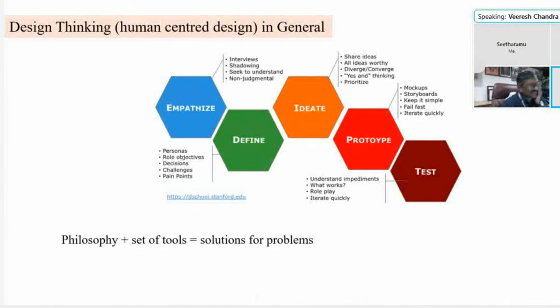So philosophy plus a set of tools gives us the solution for the problem stated. We empathize on the basis of philosophy. We cannot just go to a customer directly and say, what is your problem, what are the problems faced by you by using our product? No, it is not like that. We have to adopt philosophy and a different set of tools. Then we can find the solutions for the problems.